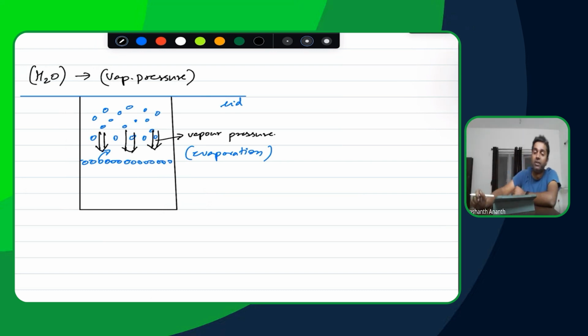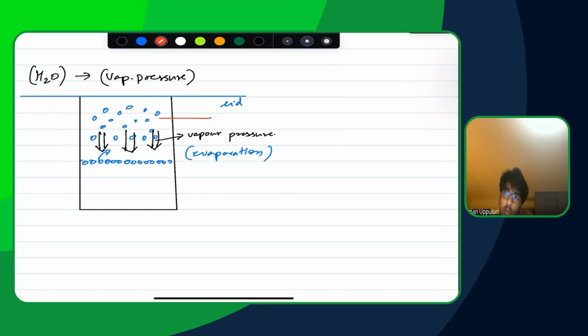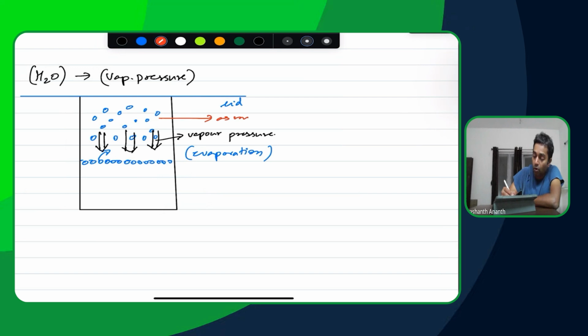So in this particular case, evaporation is going to be happening, which leads to vapor being collected. That vapor then exerts a pressure called vapor pressure. Now, what happens is that you end up having more and more vapor molecules getting collected, and the pressure increases. Makes sense.